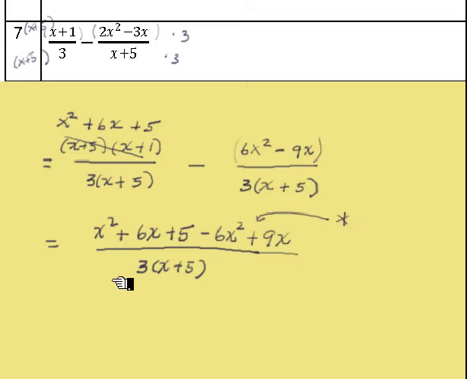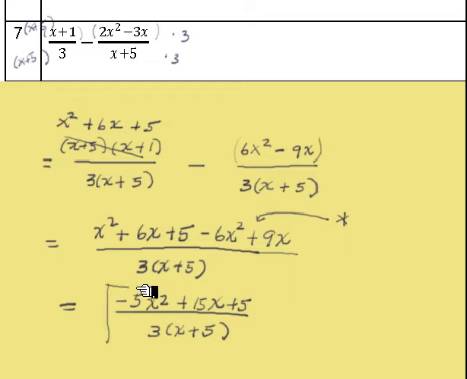We do have like terms. x squared minus 6x squared, that's minus 5x squared. 6x plus 9x, that's plus 15x, plus 5. So that's the result.